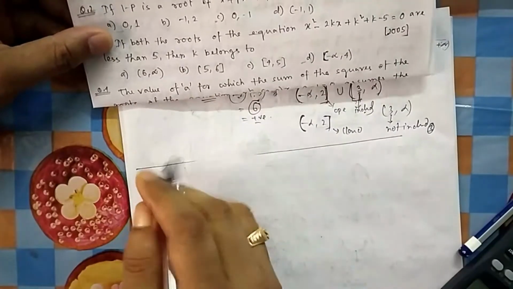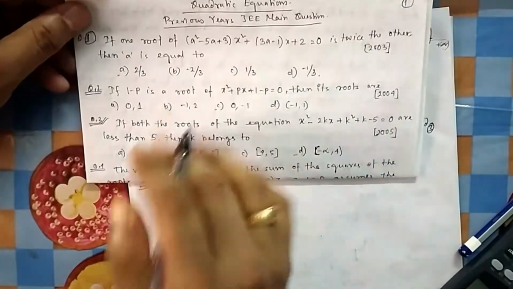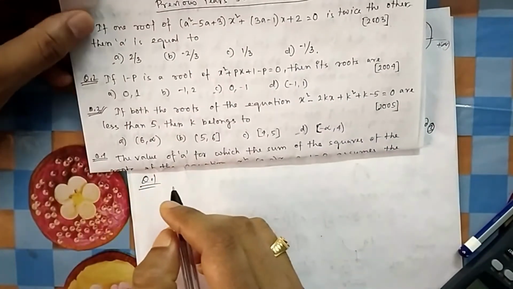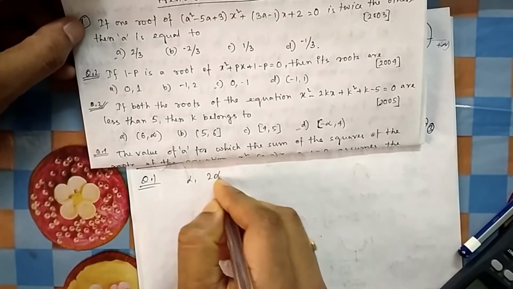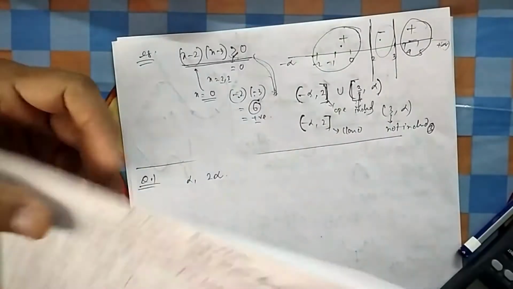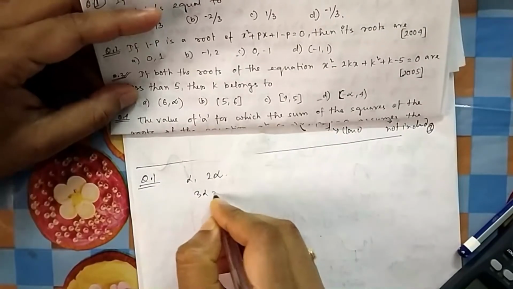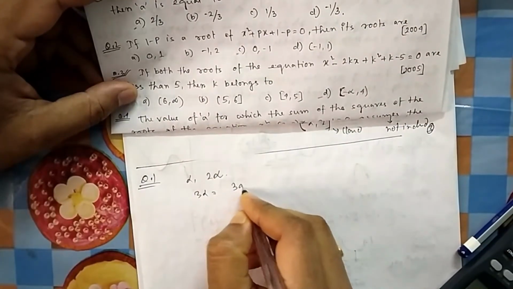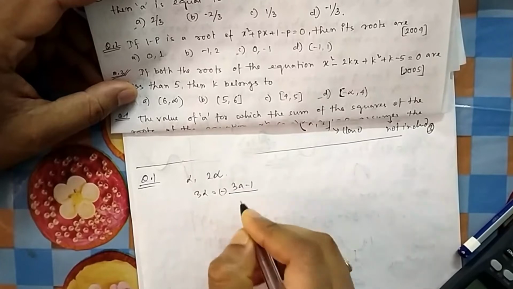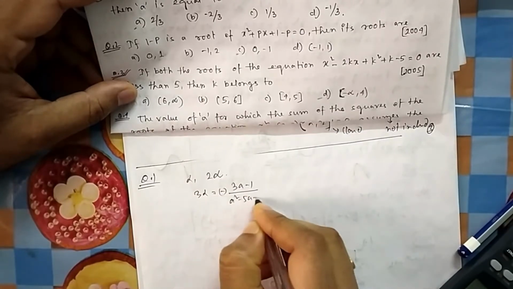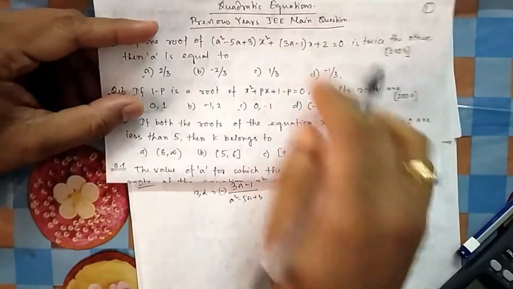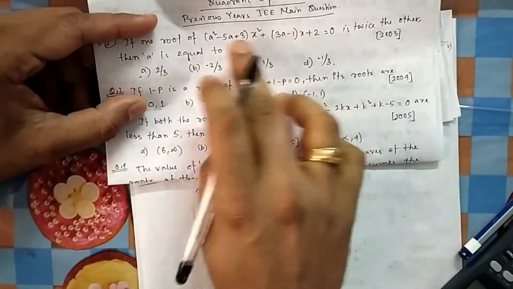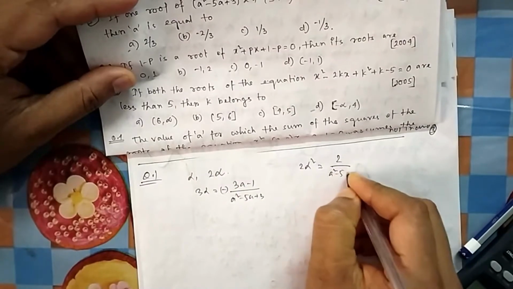So in question number 1, what is asked? If one root of this is twice the other root, then alpha is equal to this. One root is twice the other root, that means if one is alpha, then the other one is 2 alpha, that's it. So what is the sum of roots? 3 alpha is equal to minus b by a, and this is a square minus 5a plus 3, and the product of roots, that is 2 alpha square, is equal to c by a. What is c here? 2, we have already seen, and a is a square minus 5a plus 3.